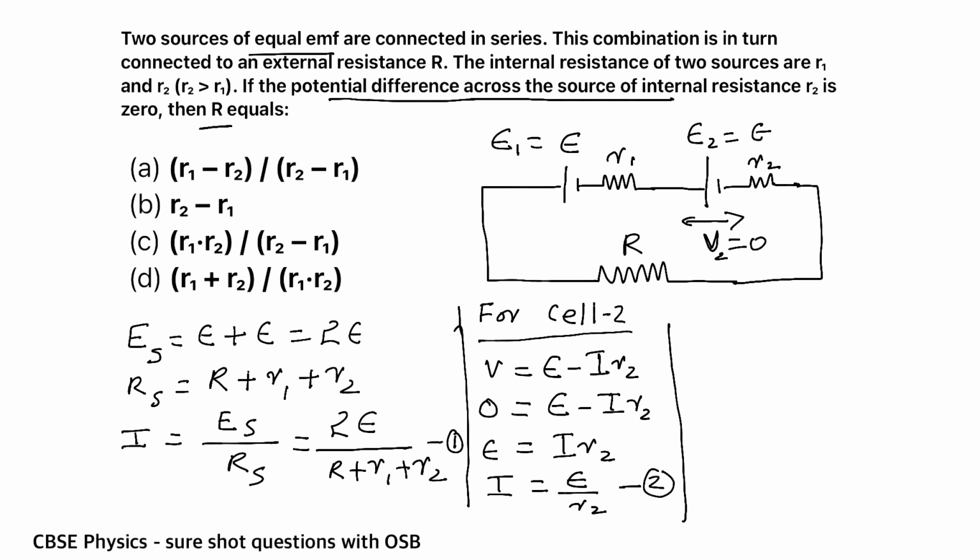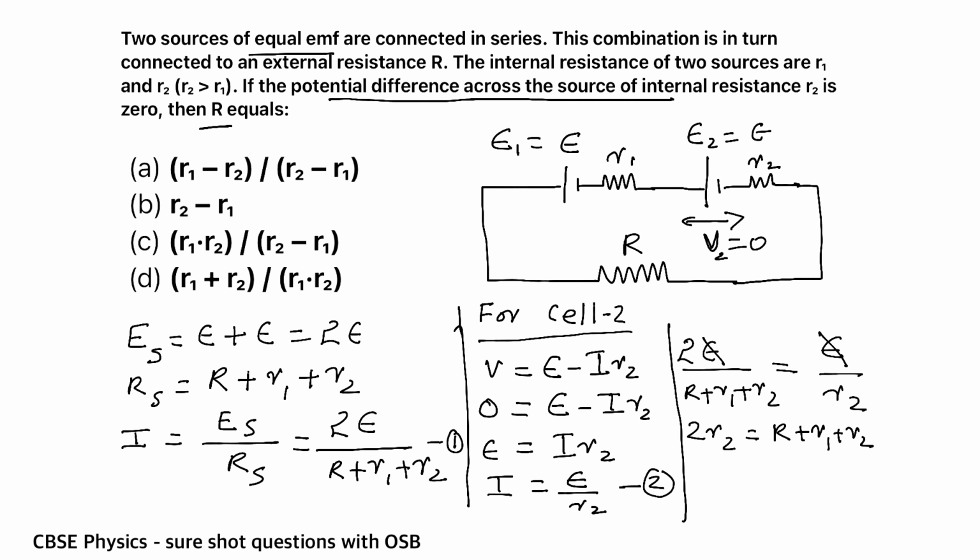Now, from equation 1, you have an equation for current, right? From equation 2 also, you have an equation for current. Now, equate the RHS, because the LHS is the same, the current. So what you will get? We will get 2E by R plus R1 plus R2 is equal to E by R2. Correct? Now, cancel E and E. So what you will get? 2R2 is equal to R plus R1 plus R2.